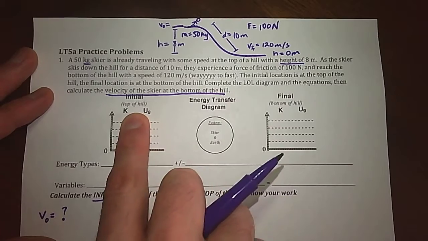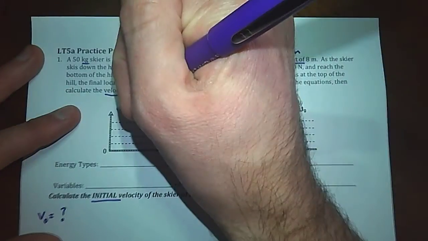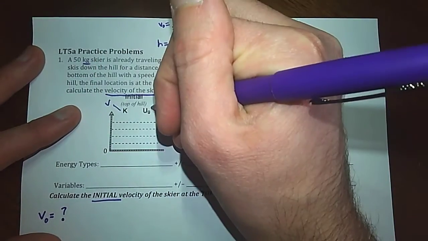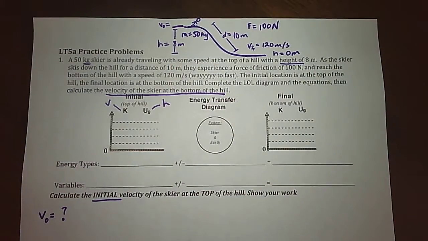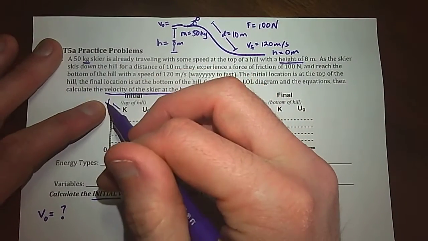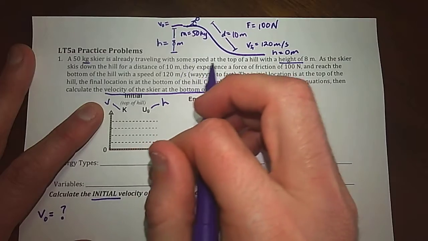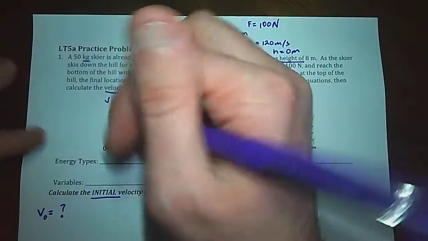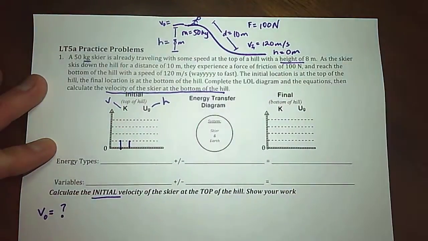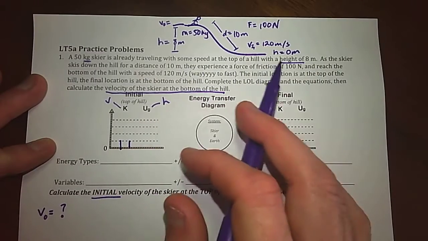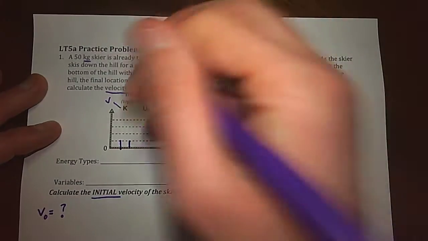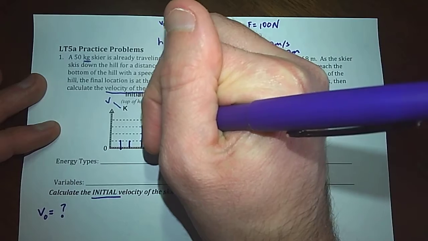So at the top of the hill, what we always want to ask is, is there velocity to determine if there's K, and is there height to determine UG, potential energy? Is there velocity? It says they're already traveling with some speed, and that's what we're trying to calculate. So yeah, there's going to be kinetic energy. All right. And they're at the top of the hill, so is there height? Yes, 8 meters tall, so we're going to draw some UG.